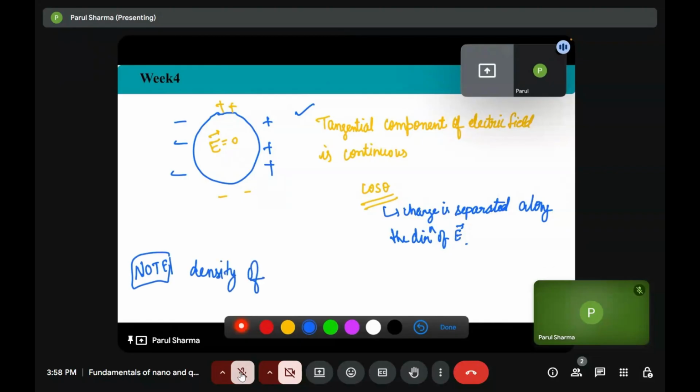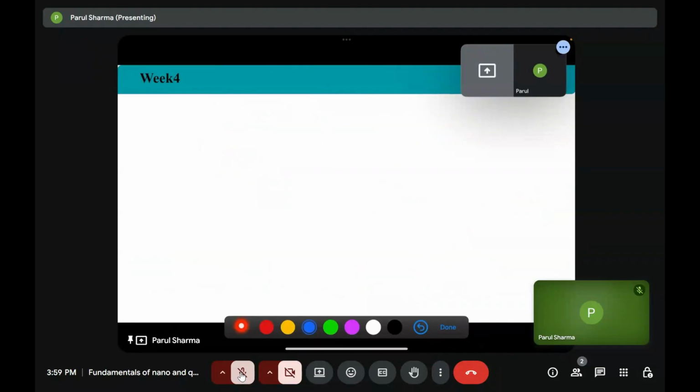So cos 90 also, in the polar direction, there is lesser density of charges, reduced in polar. So, what does this mean? So, we can say that epsilon.